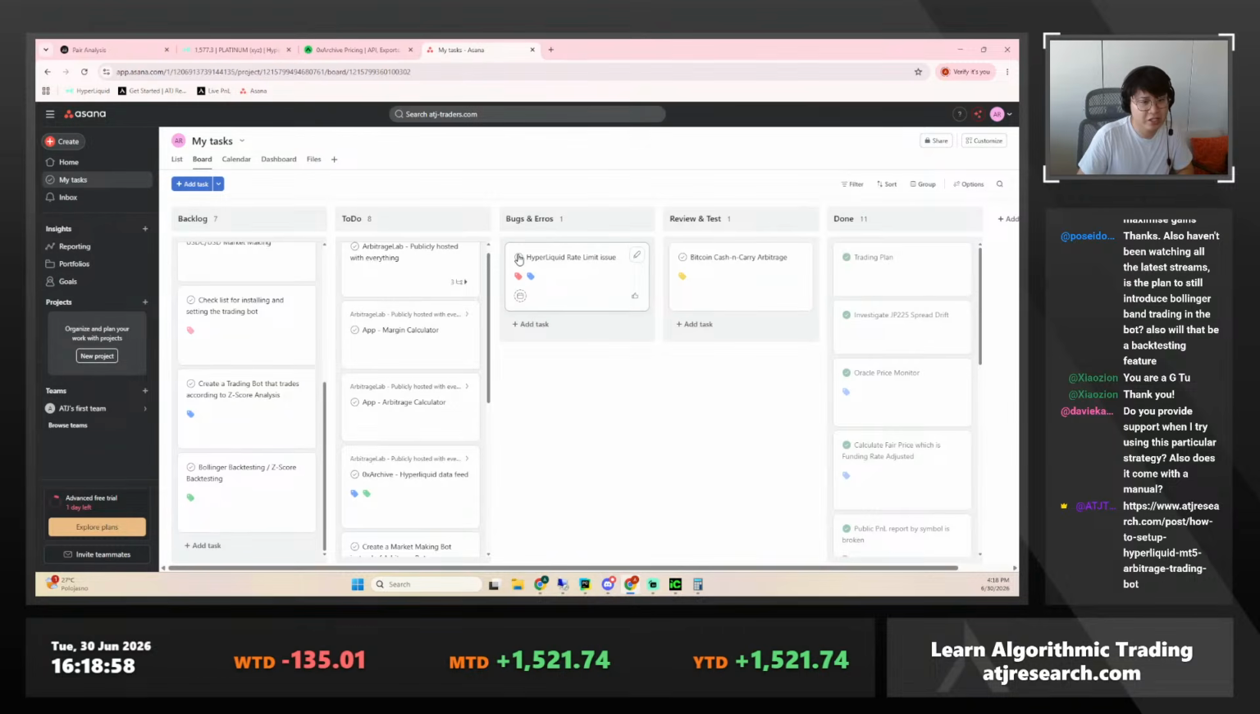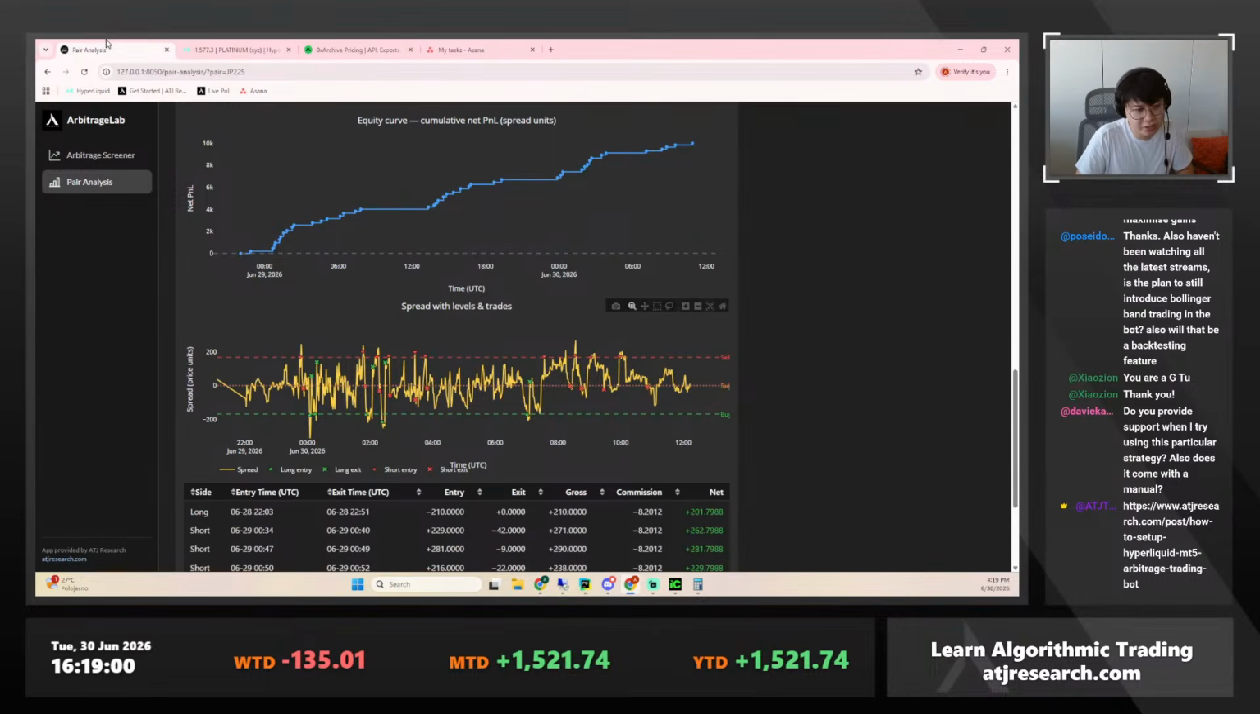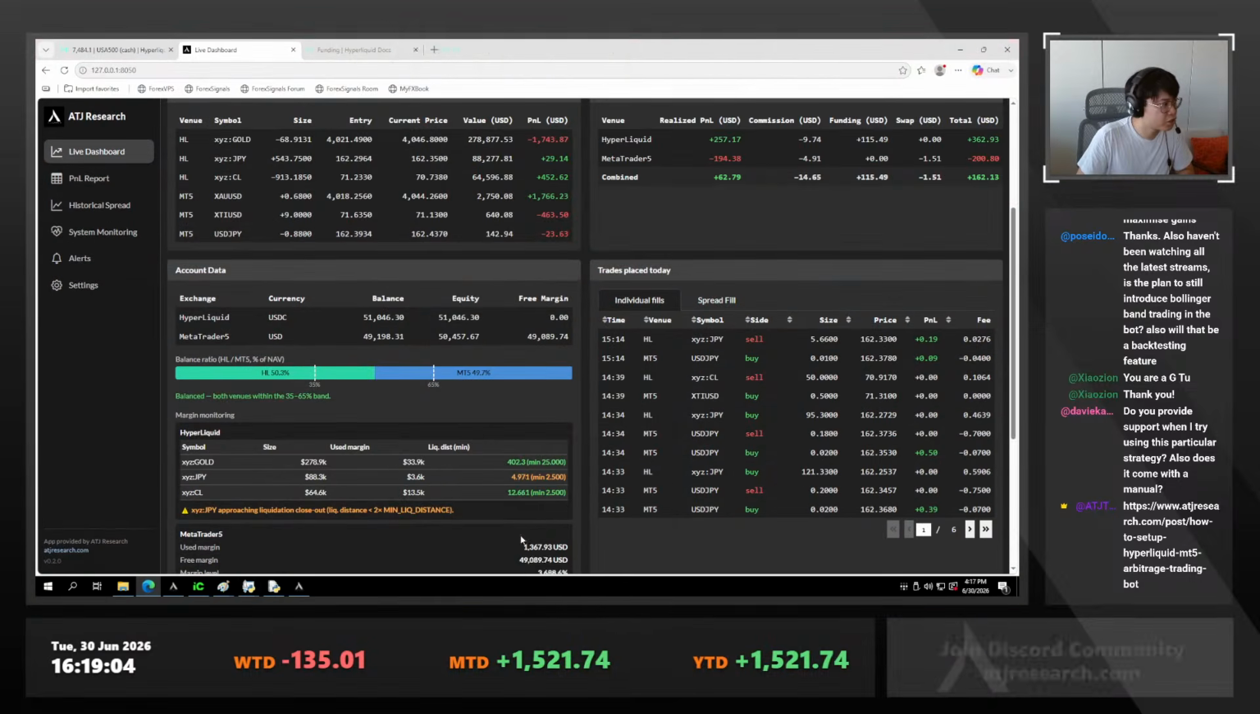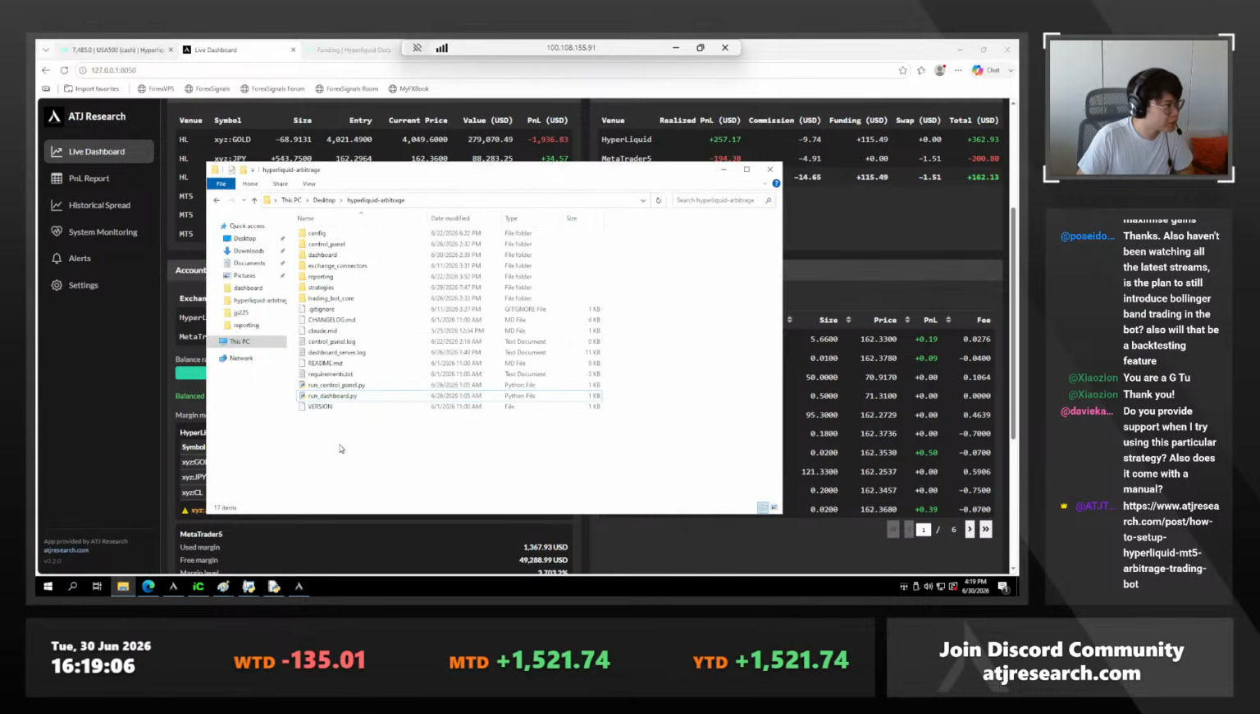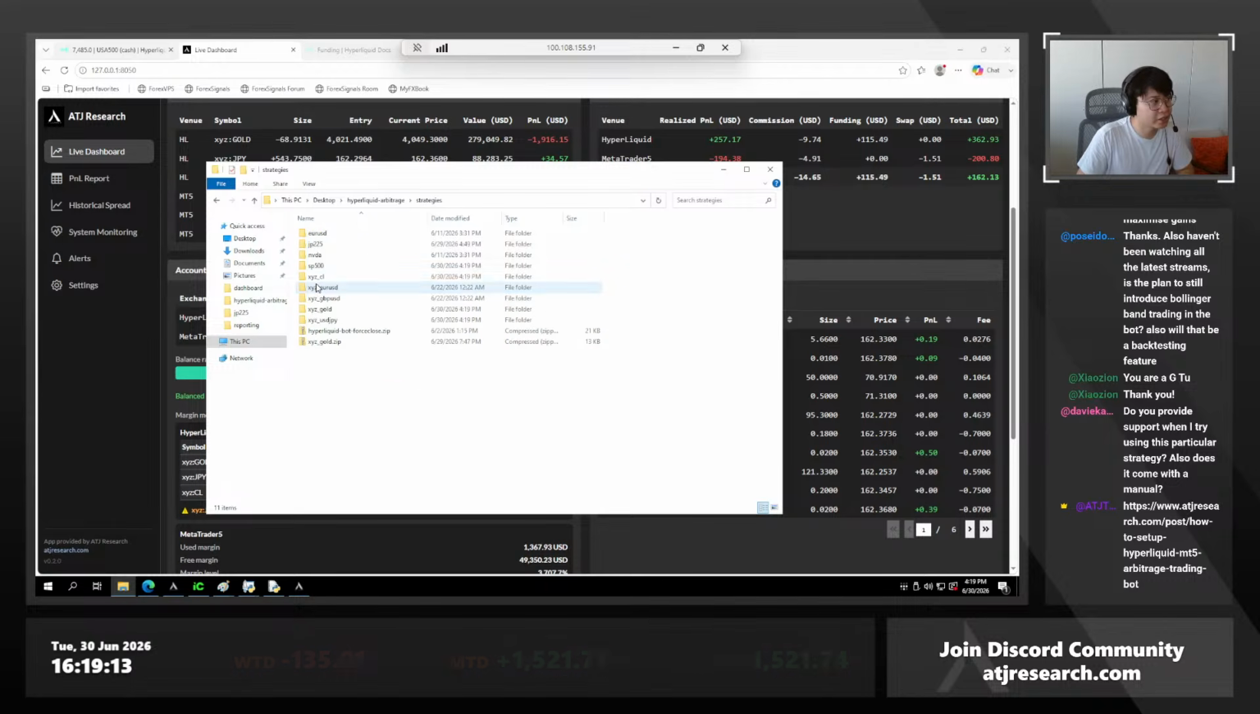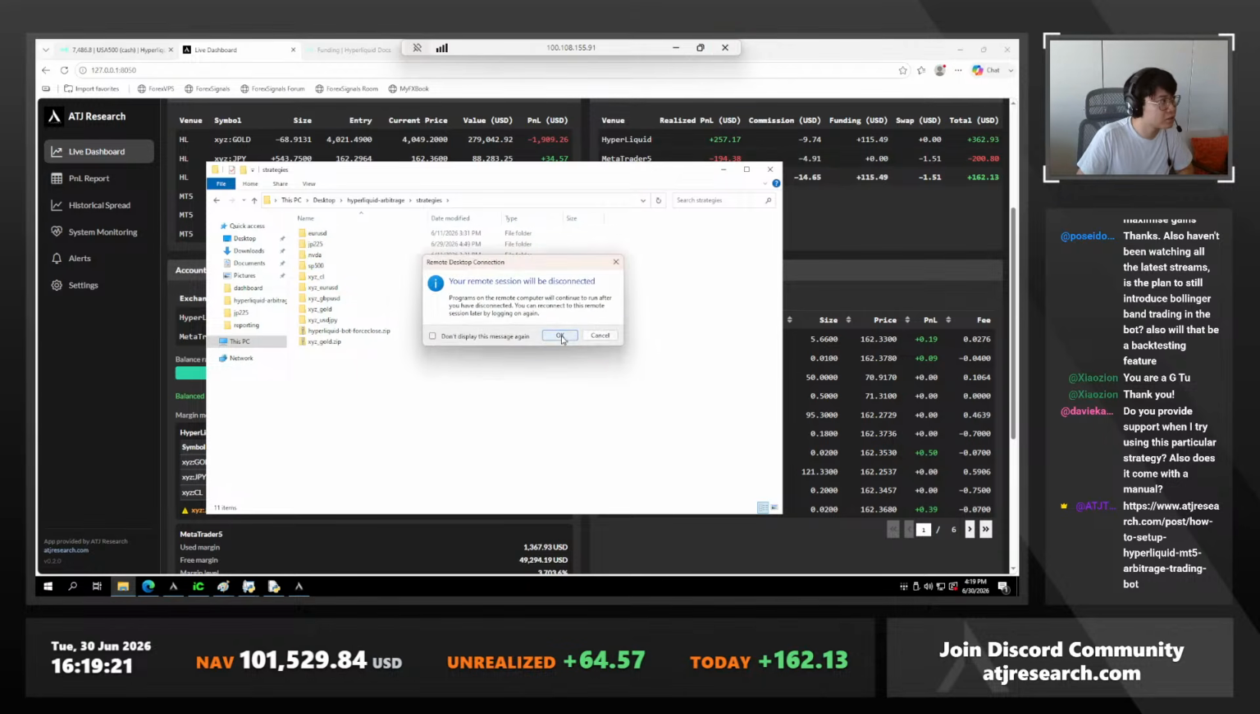Most people actually have no issues setting it up. It's pretty easy. Just install Python, then double click on control panel, double click on run dashboard, and your strategy should be running. And if you want to set up a specific strategy, we'll help you with setting up one default strategy if you need any assistance.